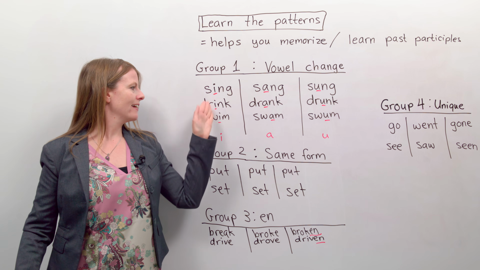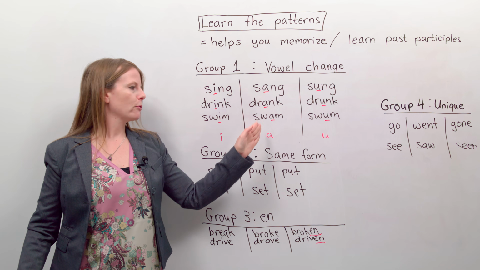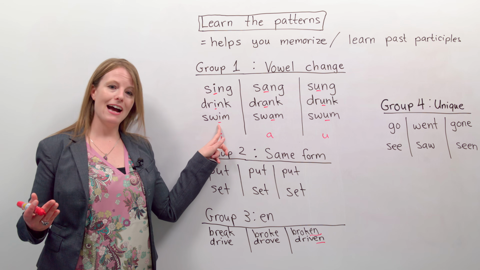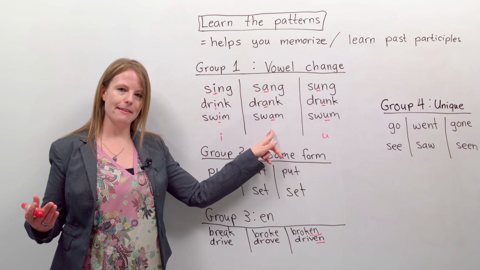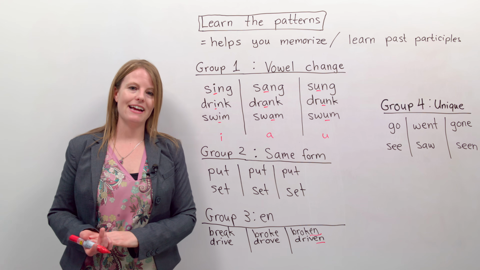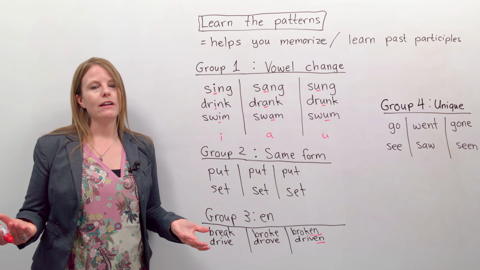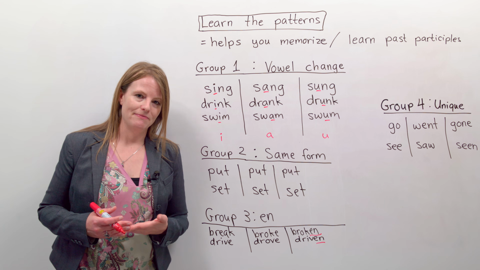So sing, sang, sung, drink, drank, drunk, swim, swam, swum. These are all the same pattern. We have the I in the present, the A in the past, and the U as the past participle. So many irregular verbs follow this pattern.